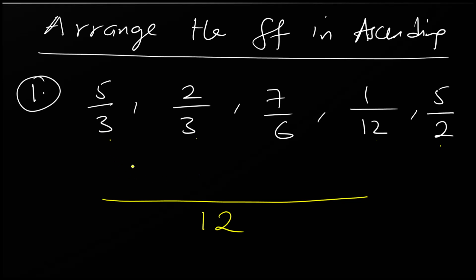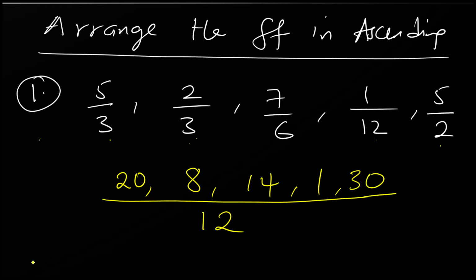Now, 3 into 12, how many times? 4. So you multiply the 4 by the numerator 5. So 5 times 4 is 20. 3 into 12 is 4. 4 times 2 is 8. 6 into 12 is 2. 2 times 7 is 14. 12 into 12 is 1. 1 times 1 is 1. 2 into 12 is 6. 6 times 5 is 30.